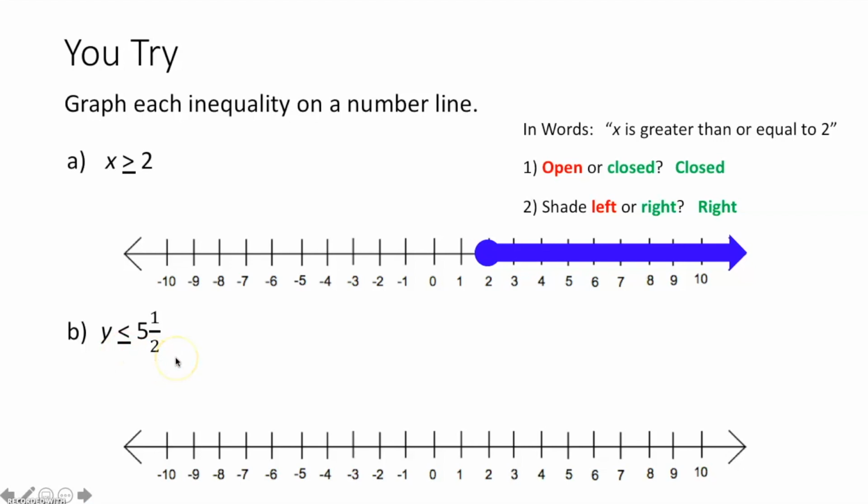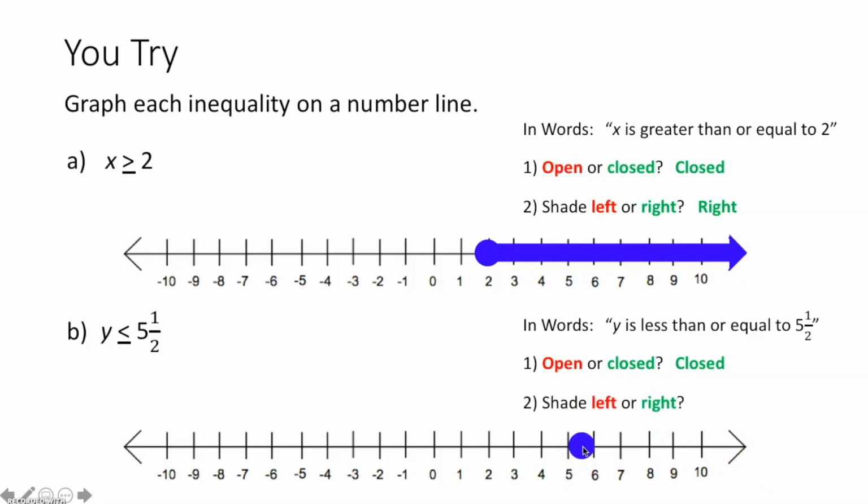So now we can say this in words to help us graph later. This is actually going to read out y is less than or equal to 5.5. Now we can start graphing. Is it an open or closed circle? Since there's an equal sign under the inequality, it's going to be a closed circle, and we put that at 5.5. So we go to 5.5, which is halfway between 5 and 6.